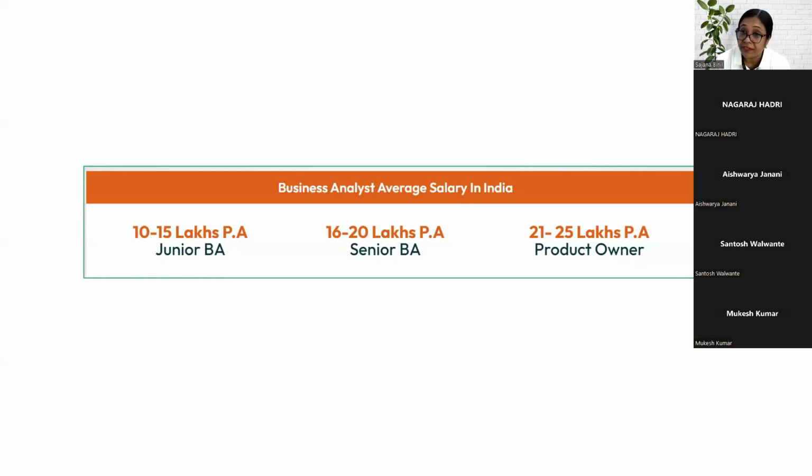If you are a junior BA, that is, you have 1 or 2 years of experience, and you join as a junior BA, your salary can be anywhere between 10 to 15 lakhs per annum. If you have 5 or more than 5 years of experience, you can directly apply for senior BA positions, which means your salary will be 16 to 20 lakhs per annum. And if you have more than 8 to 10 years of experience, product ownership is something that you can apply for, which is again an offshoot of business analysis, 21 to 25 lakhs per annum.